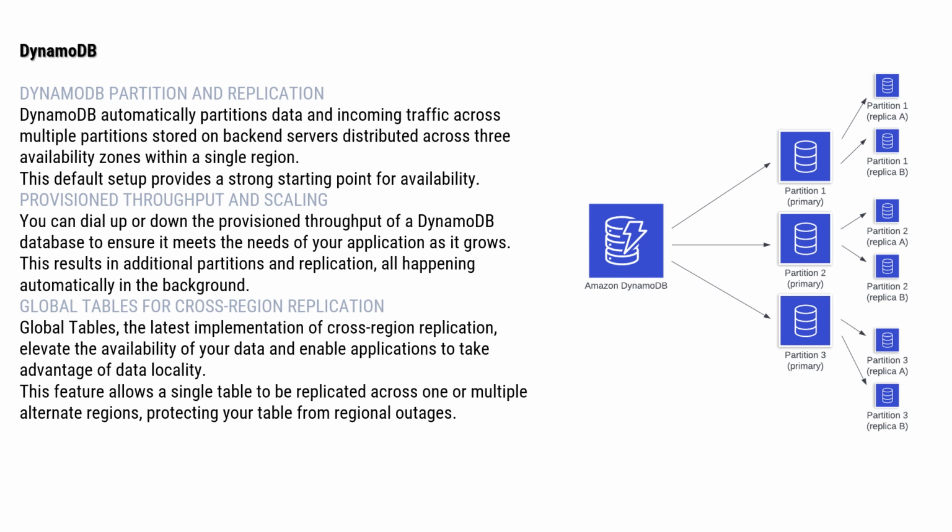Now let's dive into the high availability configuration options available with DynamoDB. By configuring these options, you can maximize the uptime of your dependent applications. DynamoDB automatically partitions data and incoming traffic across multiple partitions stored on backend servers distributed across three different availability zones within a single region. This default setup provides a strong starting point for availability.